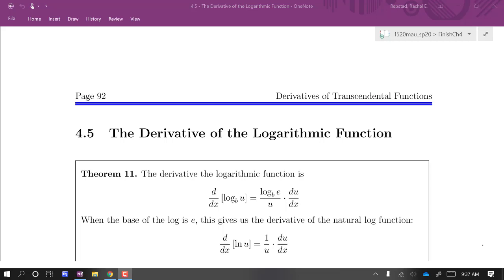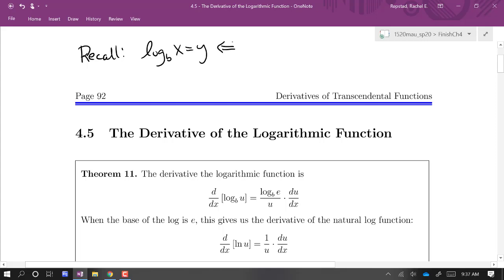In this section, we're going to learn about taking the derivative of the logarithmic function. Recall that the definition of the log function is that it's the inverse of the exponential function. So log base b of x equals y if and only if b to the y power is equal to x. So log base b of x tells you the power, the exponent that you have to put on b in order to get x.